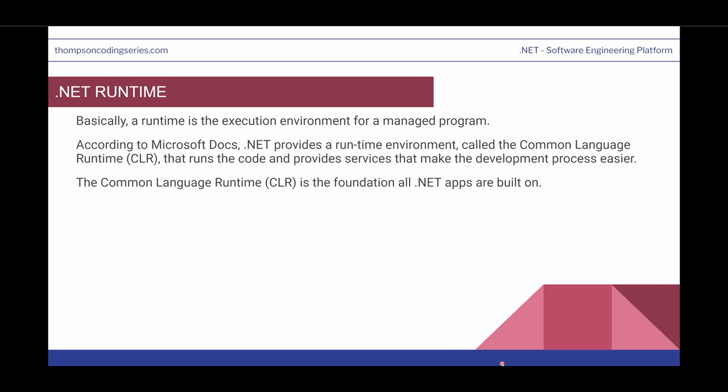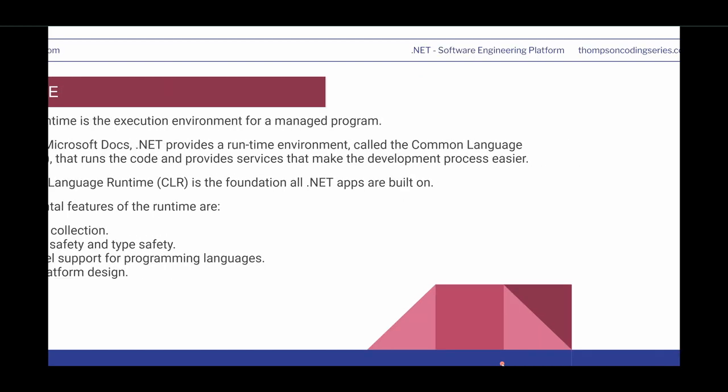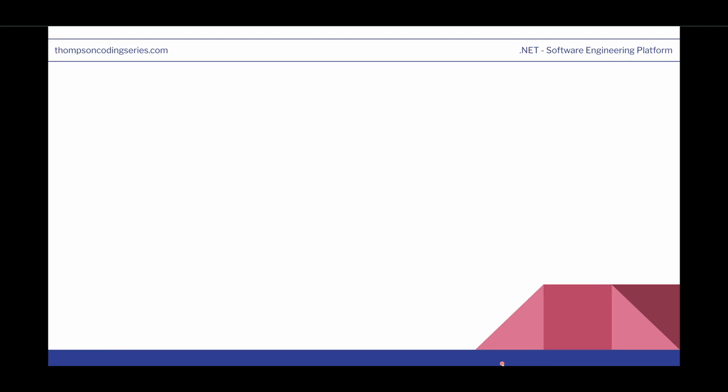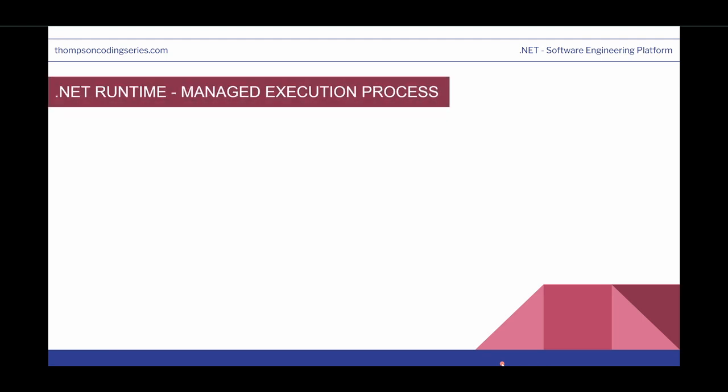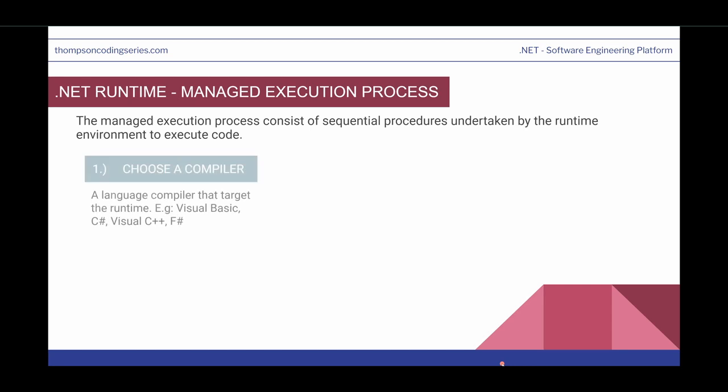Alright, remember that the CLR is the foundation of all .NET applications. The fundamental features of the CLR include garbage collection, memory safety and type safety, high-level support for programming languages, cross-platform design, and a whole bunch of other stuff there. Now, what do we mean by the managed execution environment? The managed execution process consists of sequential procedures undertaken by the runtime environment to execute your code. The environment where you run your code is the managed execution environment, and that is what the runtime basically is.